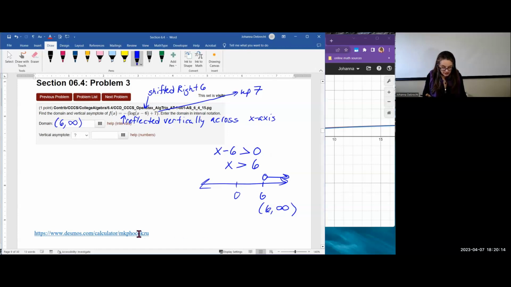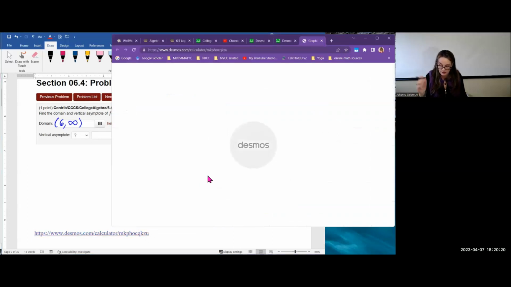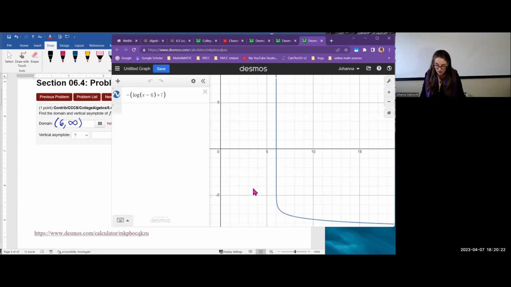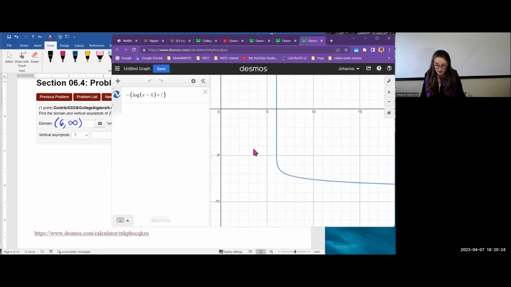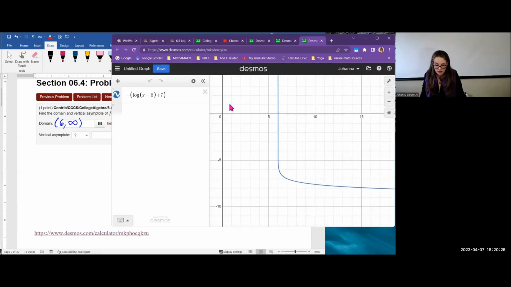Right? So let's take a look at what this one looks like. And remember, it's also been reflected vertically. So here we go. Looking at this graph right here, let's see what happened. It got moved from here and it got moved right 6. So everything moved over. Did I have this one in here right? Yeah. Okay. And it got moved over to the right.